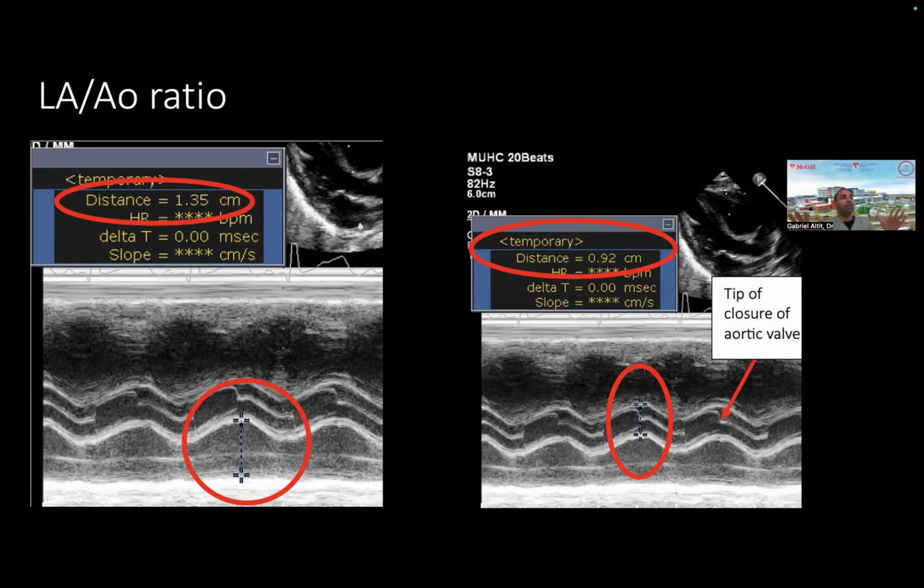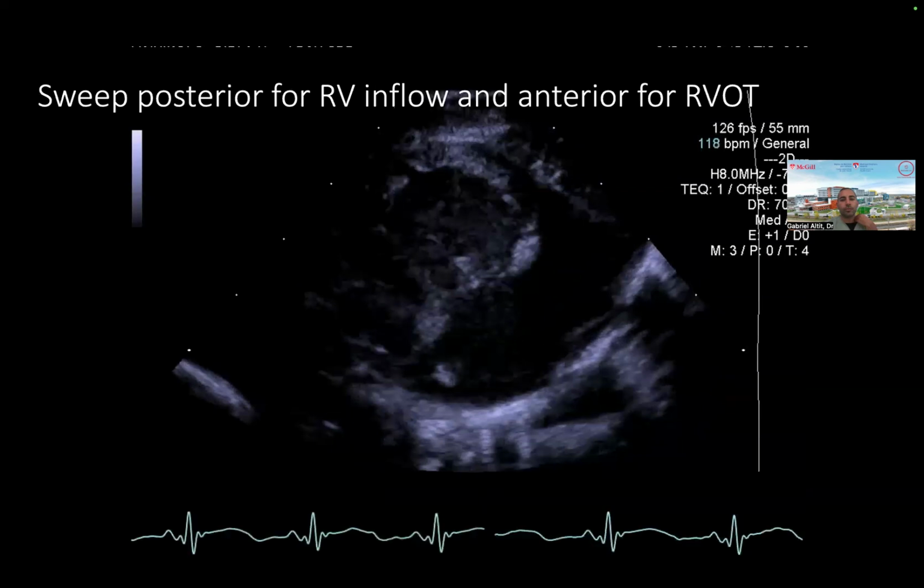Ventricular systole. Mitral valve is closed. The LA is still getting filled by the pulmonary veins, so the LA is getting bigger and bigger and bigger. And when the mitral valve opens, you get a gush of flow into your ventricles.